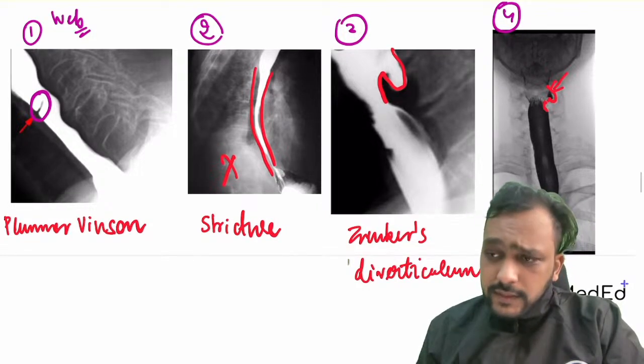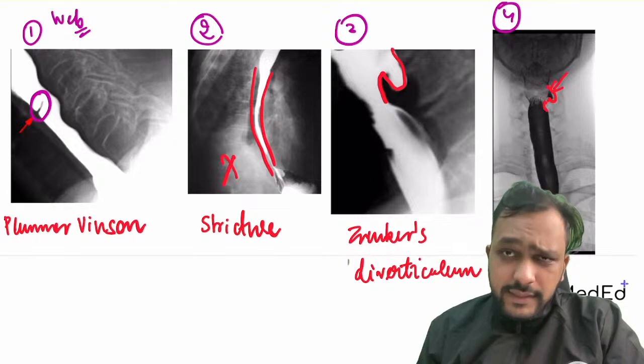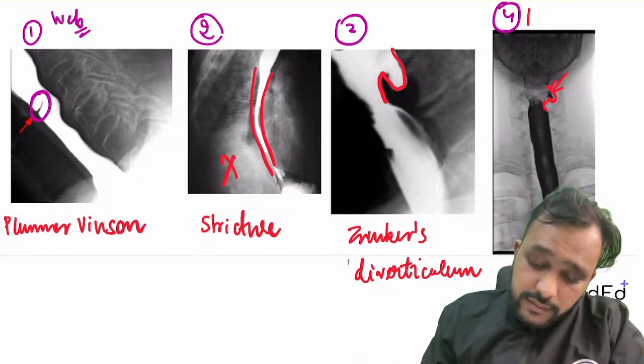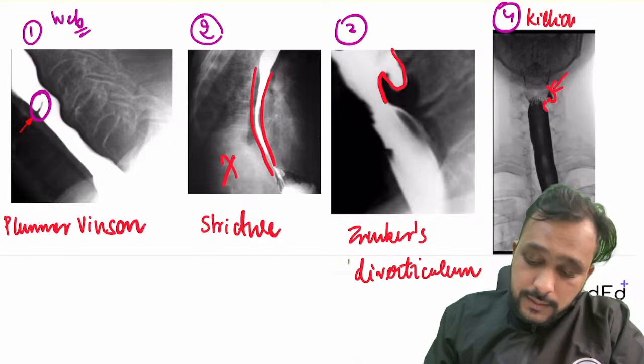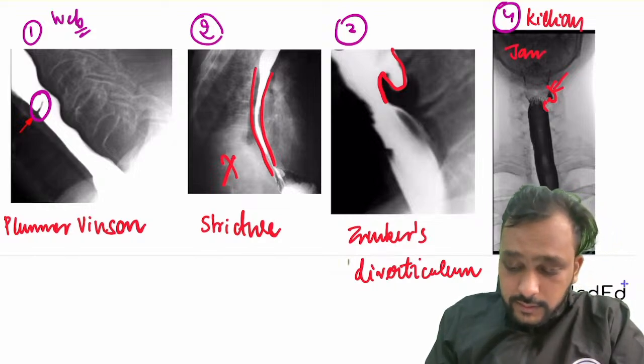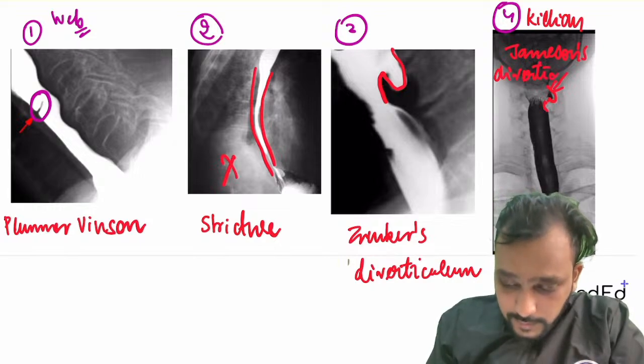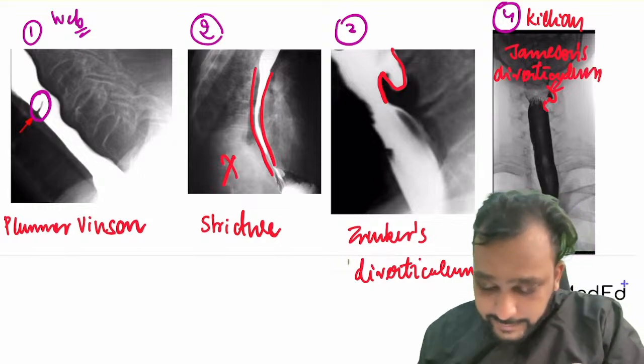And in the fourth image we can see that there is a diverticulum which is arising from the lateral aspect of the esophagus. So this is Killian-Jamieson diverticulum. Killian-Jamieson's diverticulum, right?